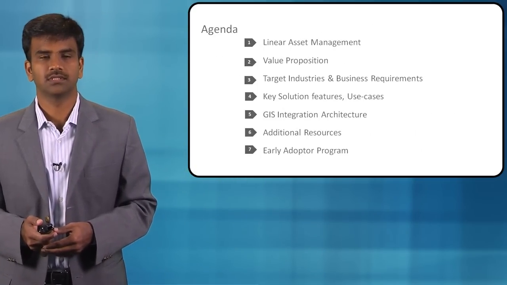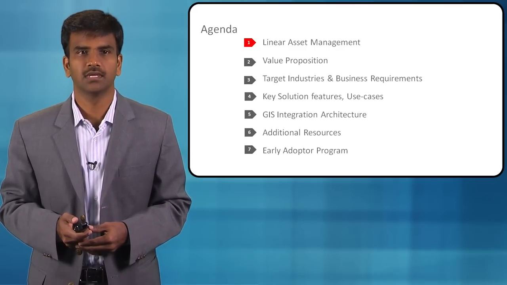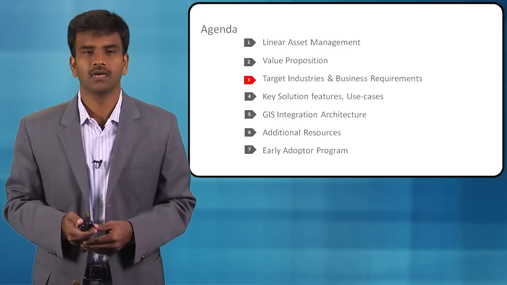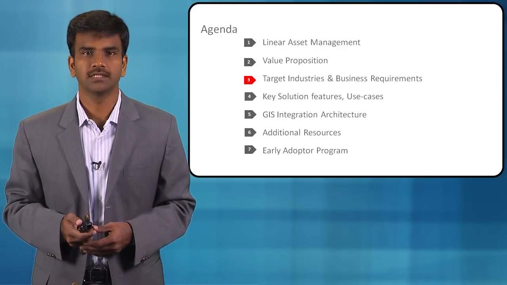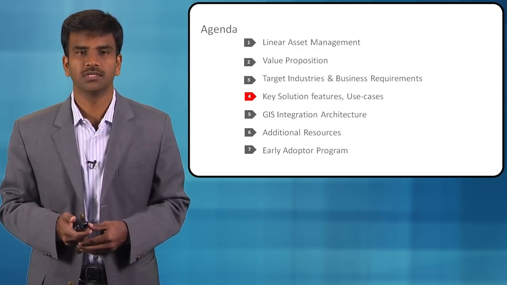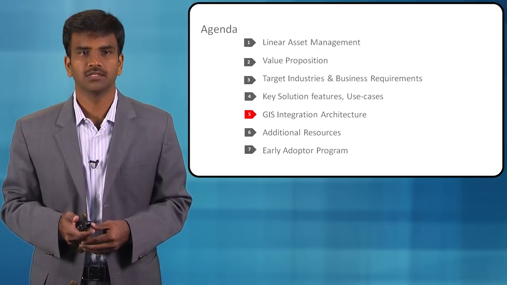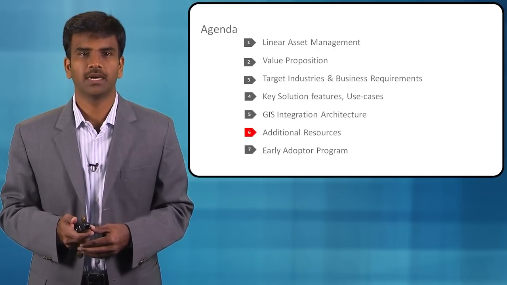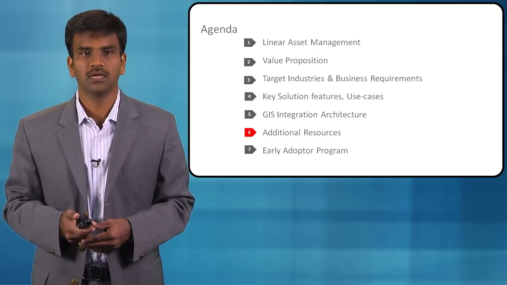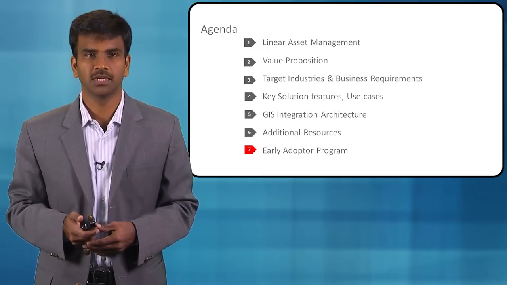As far as the agenda for this session goes, we will take a look at linear asset management as a feature introduction and the different value propositions that the customer will get by implementing this feature. And also we will take a look at some of the target industries and business requirements that we have addressed for them. And also we will go through some of the key solution features and use cases that are part of this feature. And also Shankar will take us through the GIS integration architecture and some additional training materials that we have on the Oracle University forums. And also we will talk about the early adopter program that we are launching for the implementation of this particular feature.